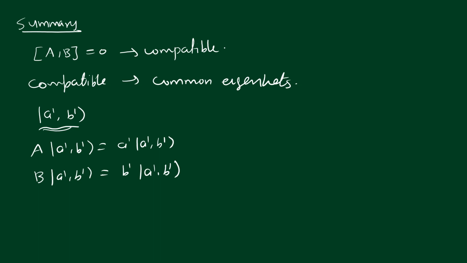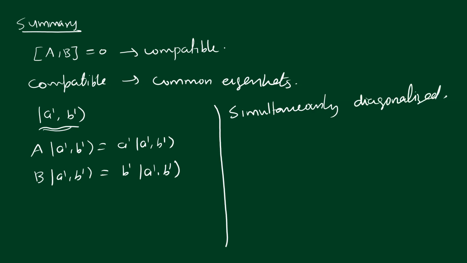And we also saw that compatible observables can be simultaneously diagonalized. What does this mean? We know that these operators can be represented by square matrices, once we choose a basis. When we say that they can be simultaneously diagonalized, what we mean is that we can choose a basis in which the matrix representations of both A and B are diagonal.